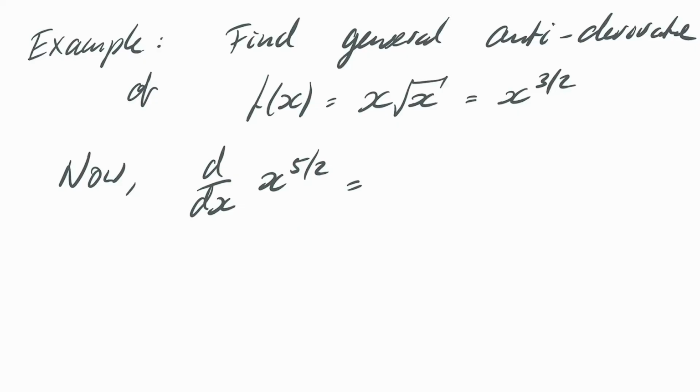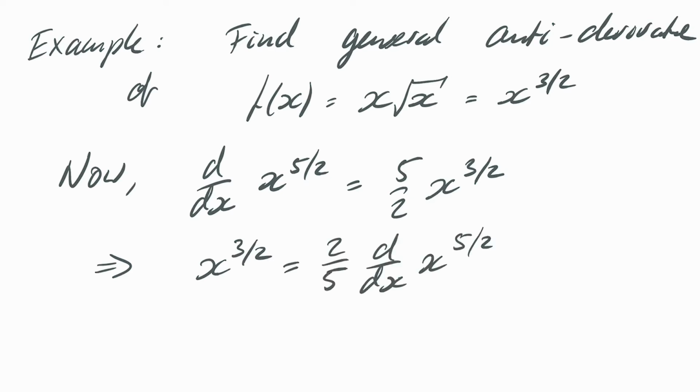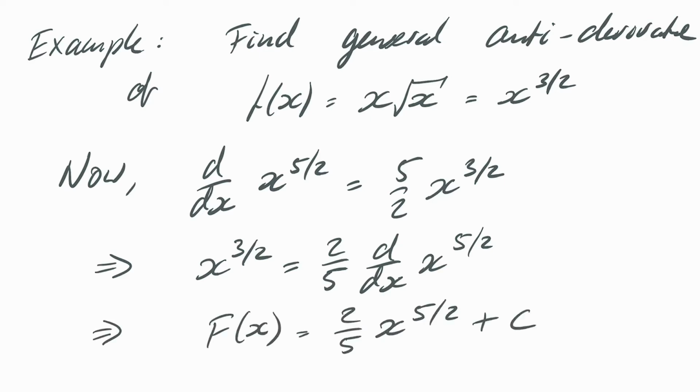If I just check what the derivative of x to the 5/2 is, then this implies that x to the 3/2 can be written as 2/5 times the derivative of x to the 5/2. So my general antiderivative then is 2/5 x to the 5/2 plus a constant. Provided I can guess what form the antiderivative is going to take, it's relatively easy to find the antiderivative. But in fact, it's not always quite as obvious as it seems.